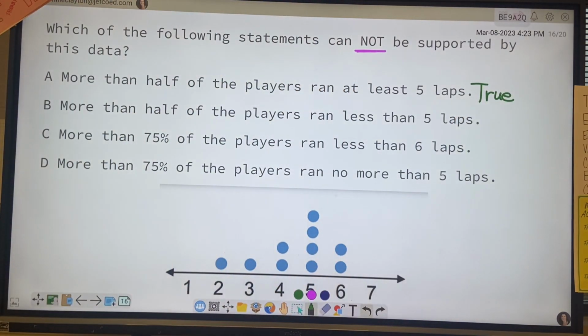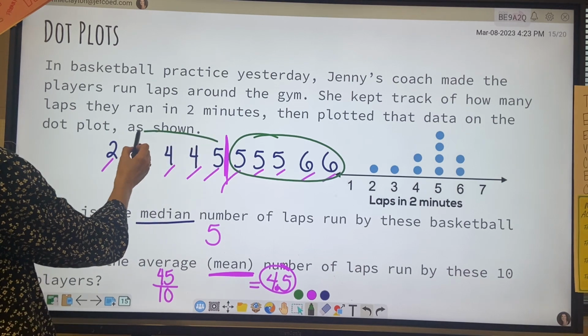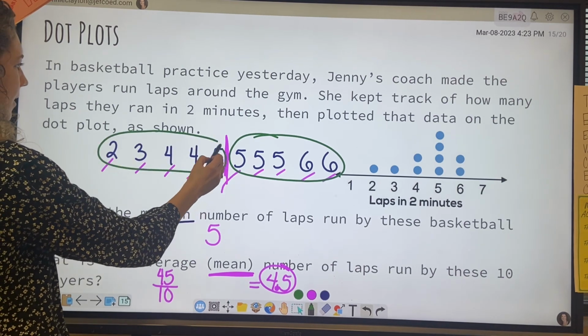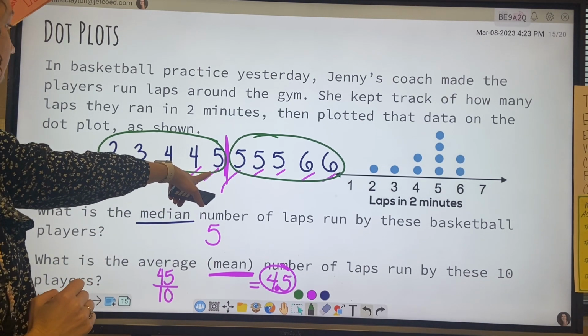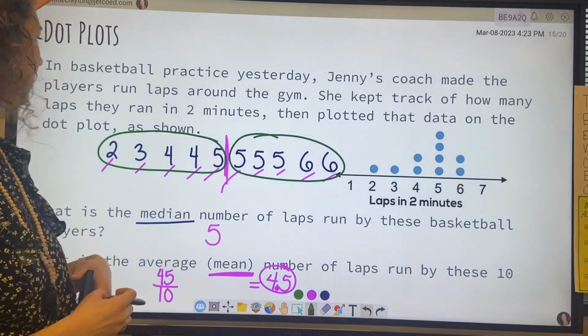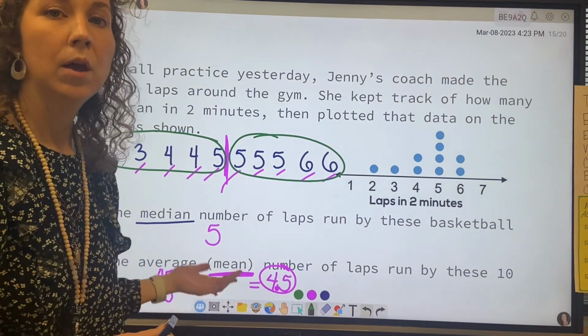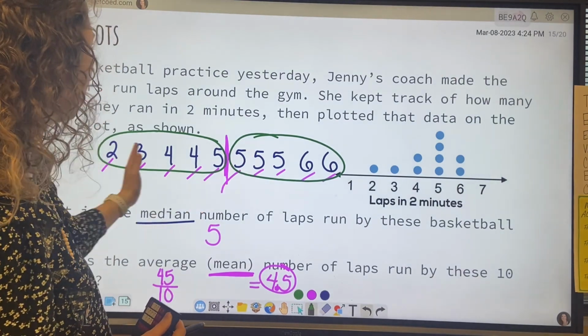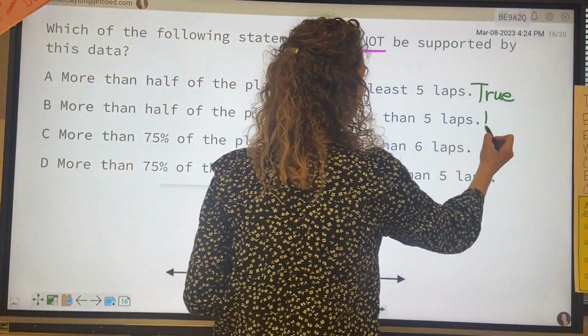B, more than half of the players ran less than 5 laps. Let's go back and look. More than half of the players, this is the other half, ran less than 5 laps. We've got one guy here. Would that one be true? More than half of the players. No. We would need like 6 or more people that ran less than that. So I think that one's false. Let's just keep checking.